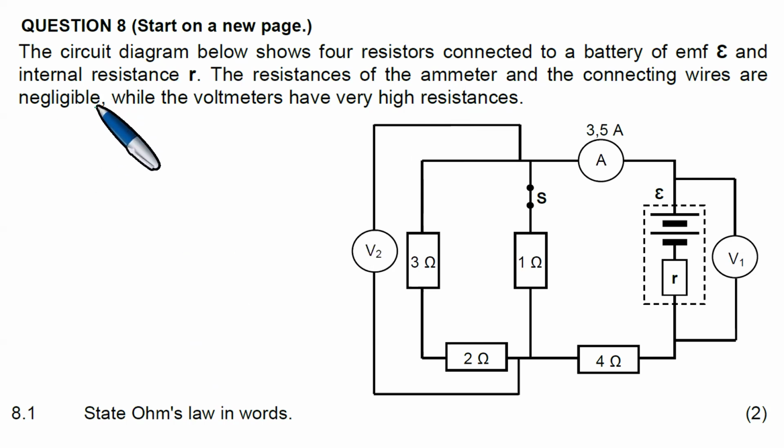Right, so let's look at question 8 now. This question 8 is the second diagram below shows 4 resistors connected to a battery of EMF E and internal resistance R. The resistances of the ammeter and the connecting wires are negligible, while the voltmeters have high resistances. State Ohm's law in words.